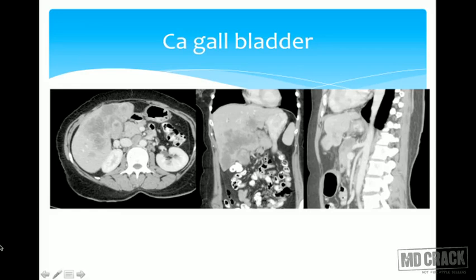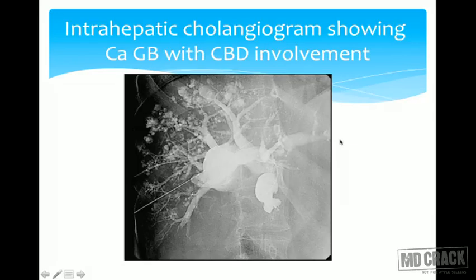So this is a case of carcinoma of the gallbladder. Over here, this mass is infiltrating into the liver parenchyma. This is an axial section, this is a coronal section over here, this is the gallbladder mass centered around here, and it is infiltrating into the liver. Same thing over here on the axial and on the sagittal section.